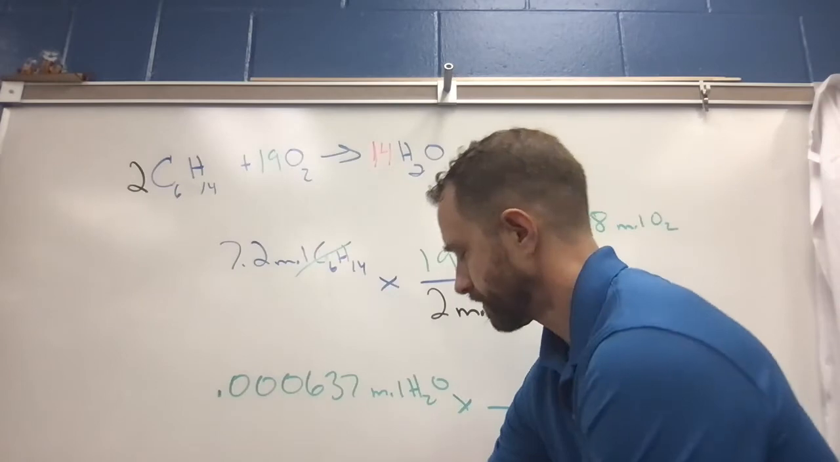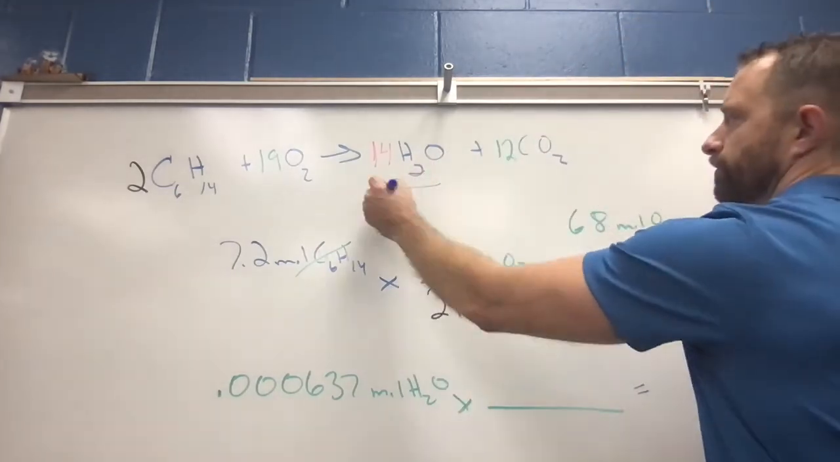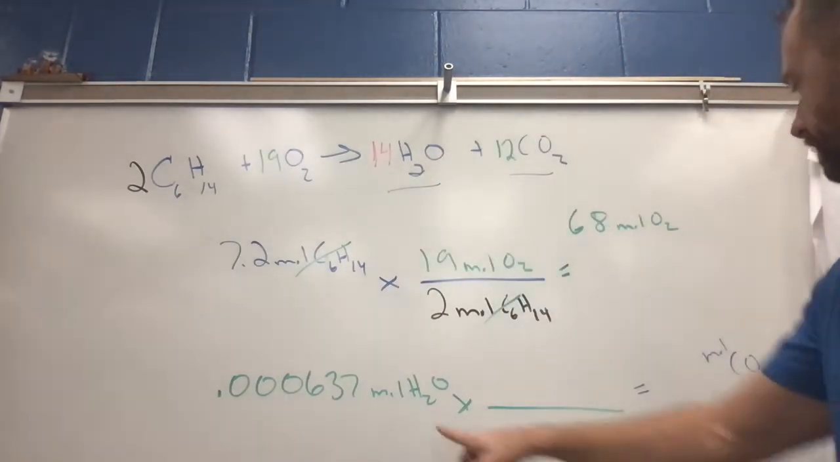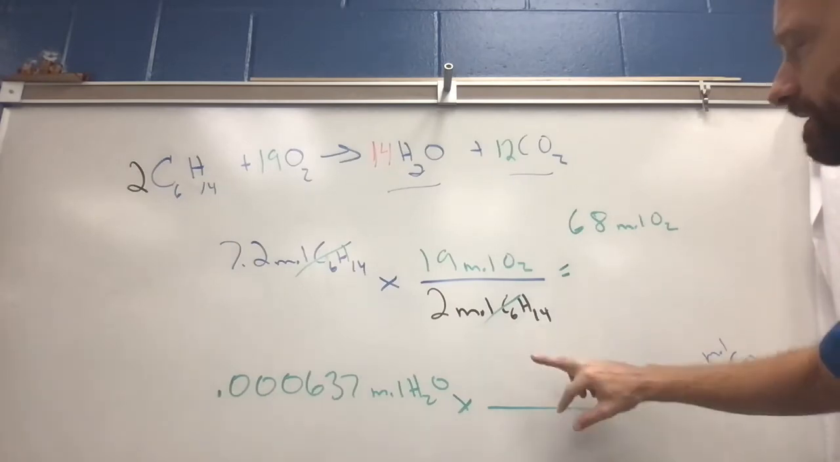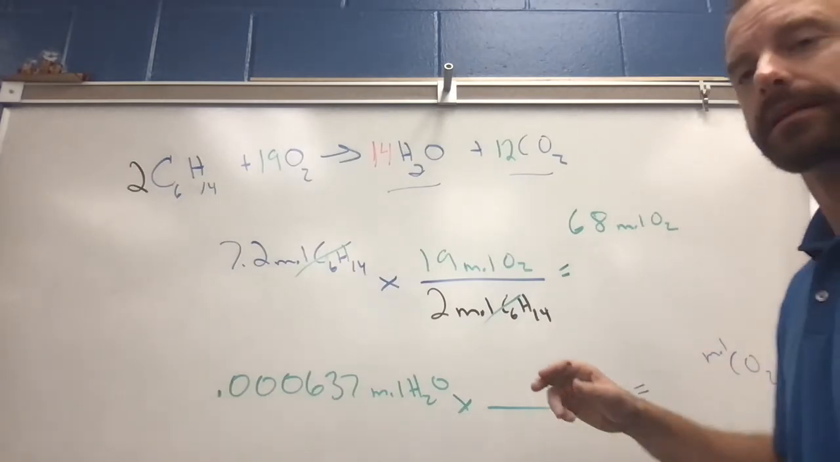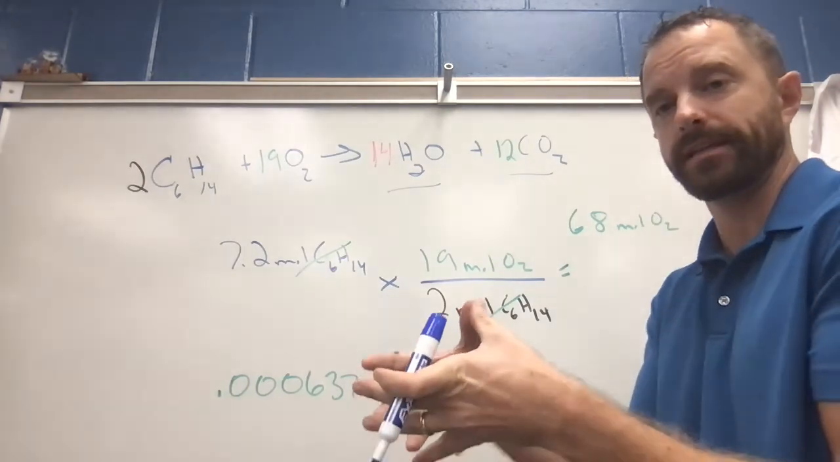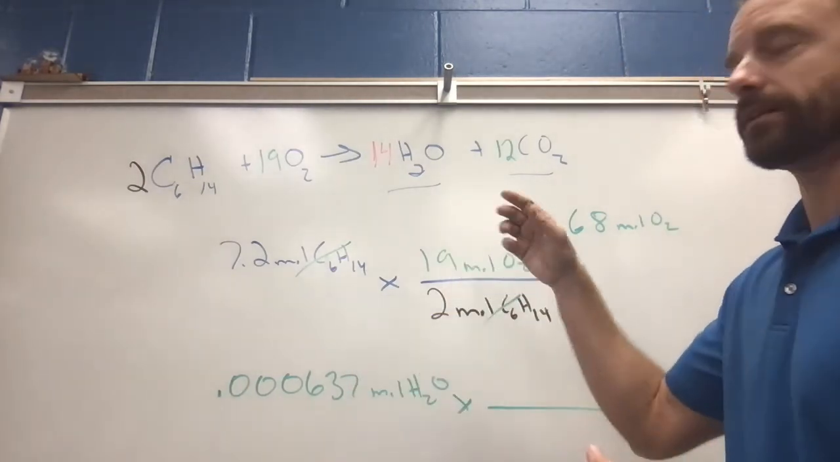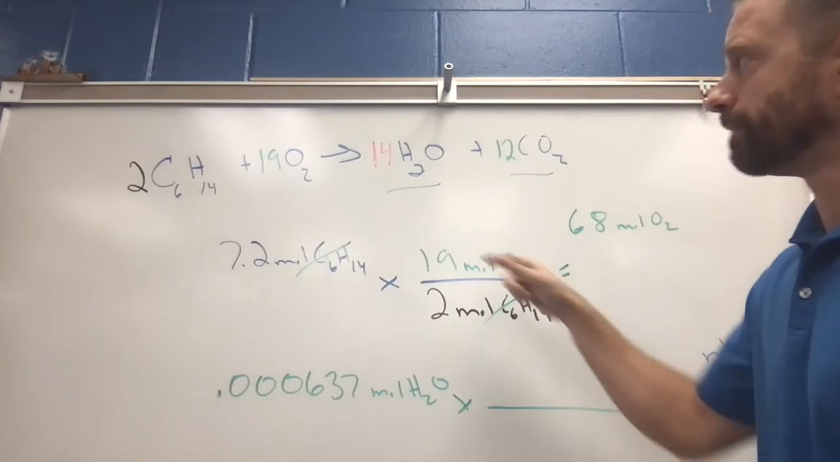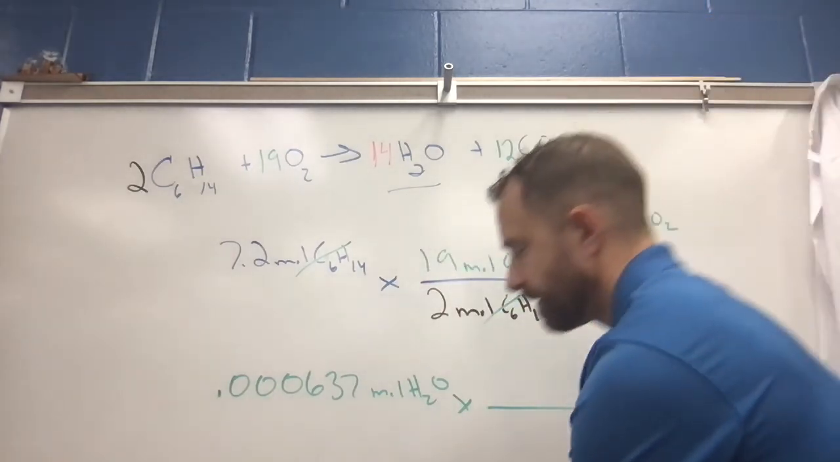So again, I just go, what's the ratio? Well, my ratio is 14 and 12, because I'm talking about water and carbon dioxide. Then I just have to figure out which one goes on top and bottom. Let the units help you there. Your natural instinct is to go numbers first because you want to get the answer. But if you let the units help you on that, you'll be much better off long term.